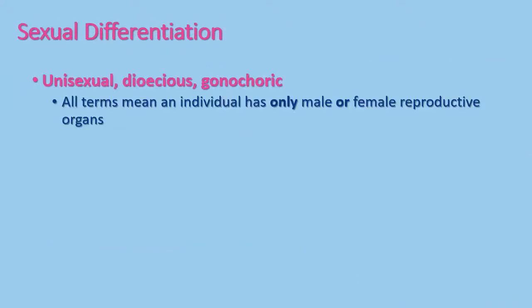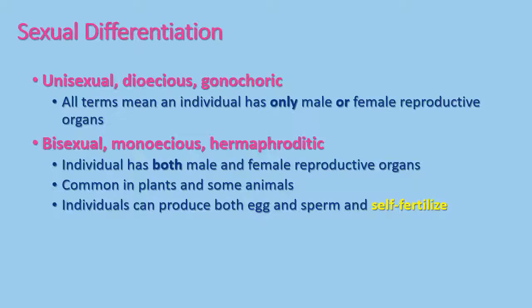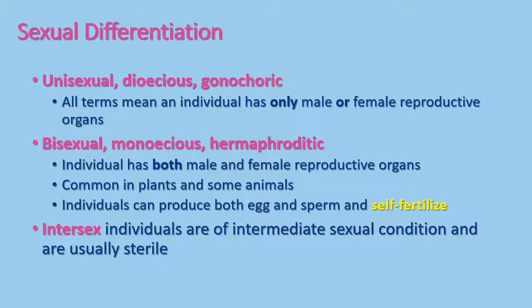So just a little bit of terminology. The term unisexual or dioecious or gonochoric just means that each individual has either male or female reproductive organs. So humans are unisexual. Bisexual, monoecious, or hermaphroditic means that an individual can have both male and female reproductive organs. Plants are a good example of that. These individuals can self-fertilize. An individual that's intersex has some kind of intermediate sexual condition between male and female. These are usually sterile.